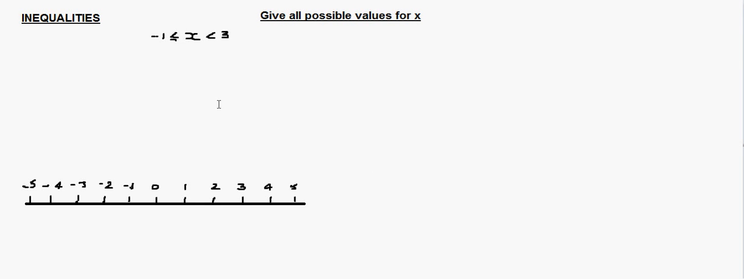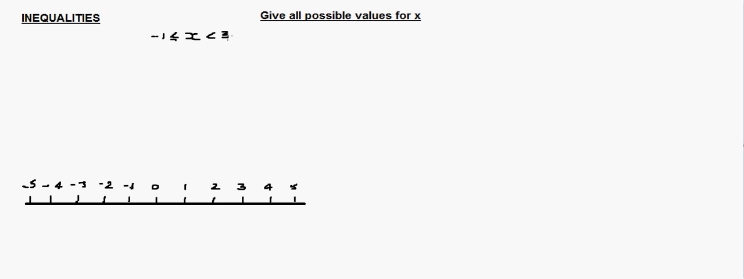Okay, so inequalities part 2. So we looked at this statement here, and it says give all possible values for x. So here we can see that x is less than 3, but is more than or equal to -1. So we need to put that on the number line.